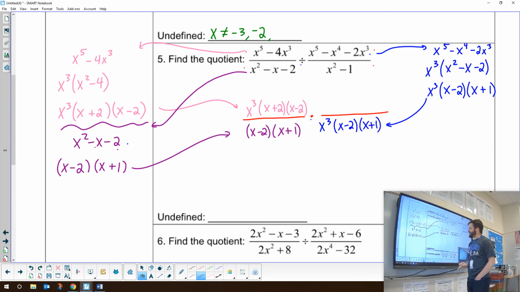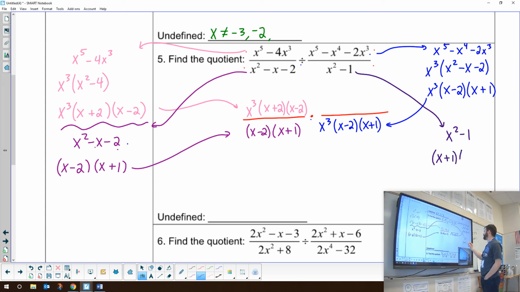Then our last one, this x squared minus 1. I can take that over here and factor it. X squared minus 1 factors to be x plus 1 times x minus 1. I don't know why, but seeing those 1s really throws people off sometimes. But all it is, 1 times negative 1 gives me negative 1. So these are my factors. We can put this back on the top because we flipped it. So it's going to be x plus 1 times x minus 1.